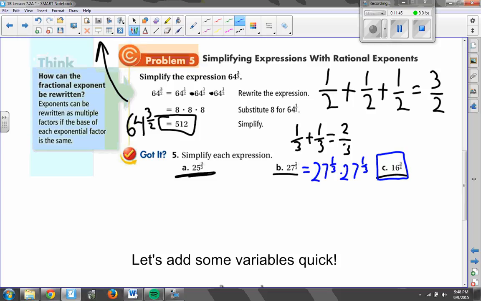Pause the video and do that. And then come back to me and we will just add in some variables real quick. And we will be all done and ready to practice. But we're going to need a lot of practice with this because it can get a little bit confusing, okay? So pause the video, take as much time as you need for letter A, letter B, and try letter C, asterisk, that's a challenge problem, and then come back.